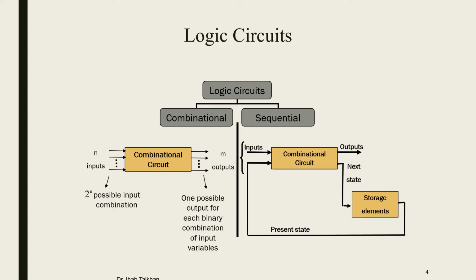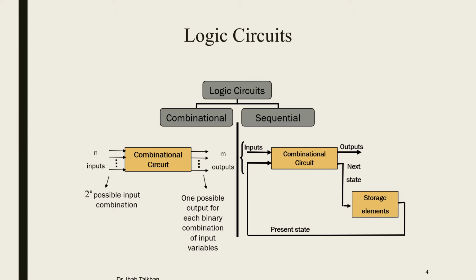This slide is exactly the same as the one I discussed with you in the previous slide, but here with graphics. As you can see, for combinational circuits we have n inputs, m outputs, and 2 to the power n possible input combinations, and 1 possible output for each binary combination of input values. This is as long as the truth table is known. Everything here is clear and known.